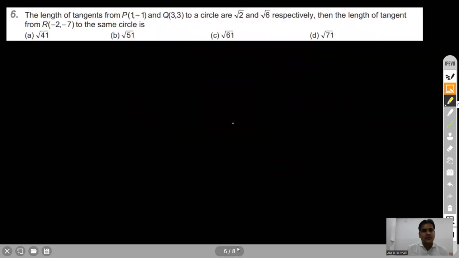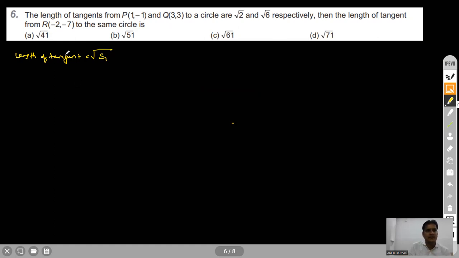Now let's take the next question, question number 6. It is saying the length of the tangents from P, Q, whose coordinates are given, to a circle are root 2 and root 6 respectively, then the length of the tangent from R. So we know length of the tangent is nothing but the under root of the power of the point from where the tangent is drawn.